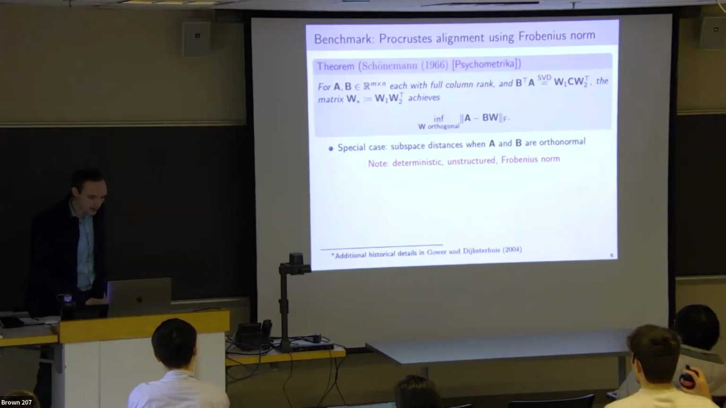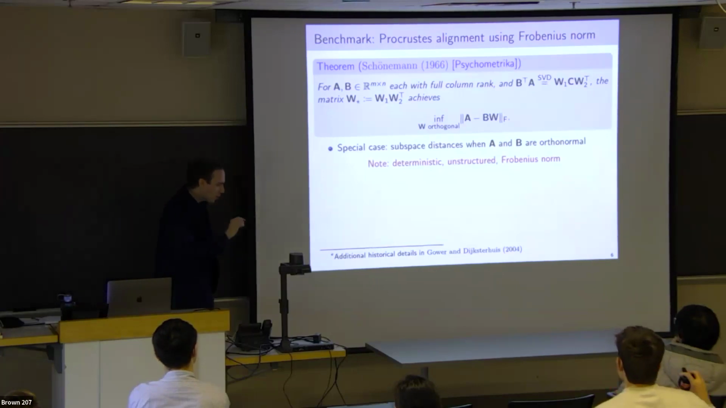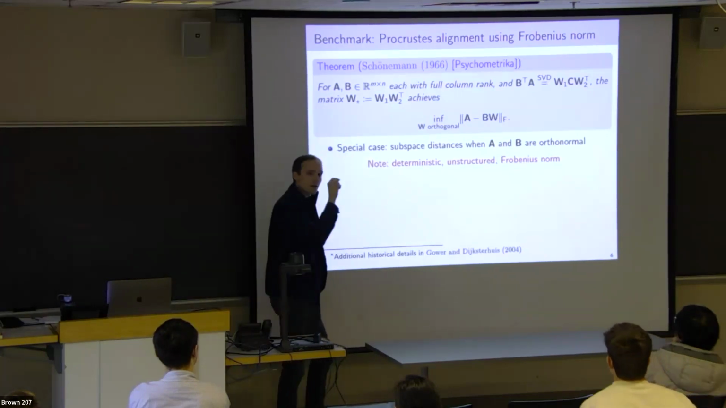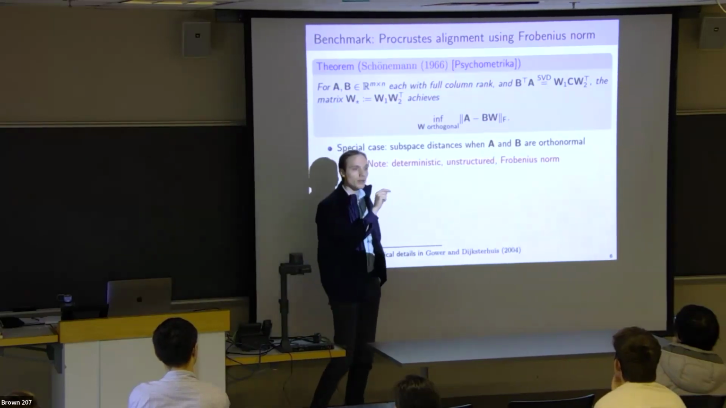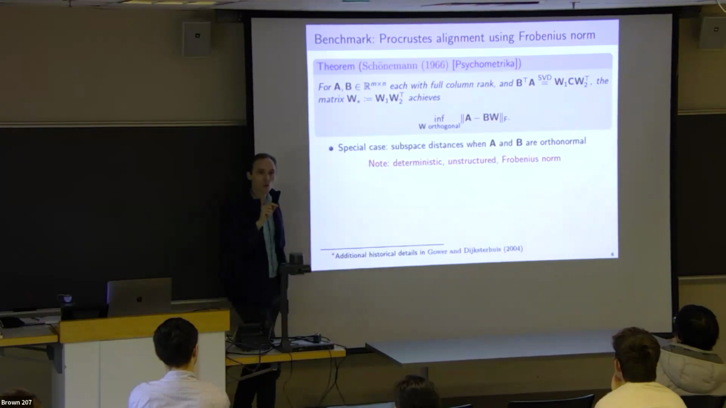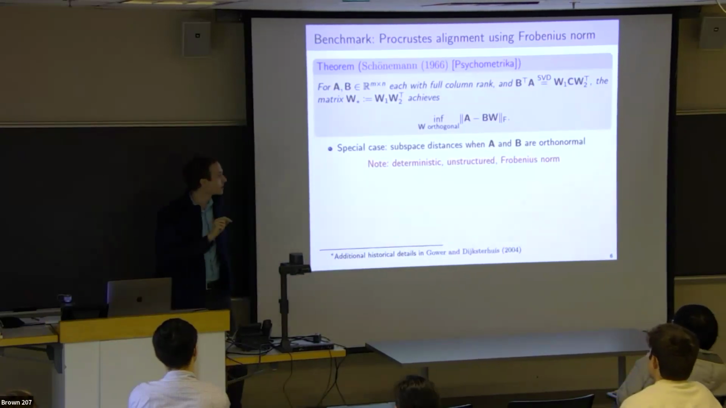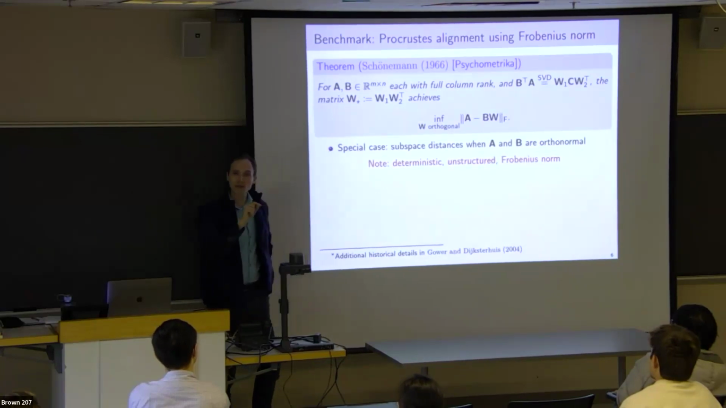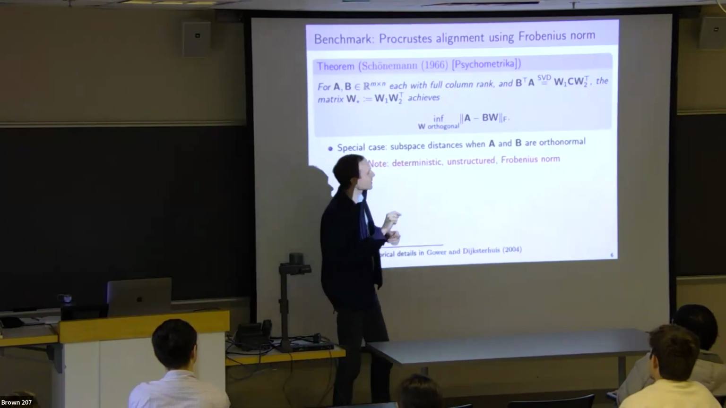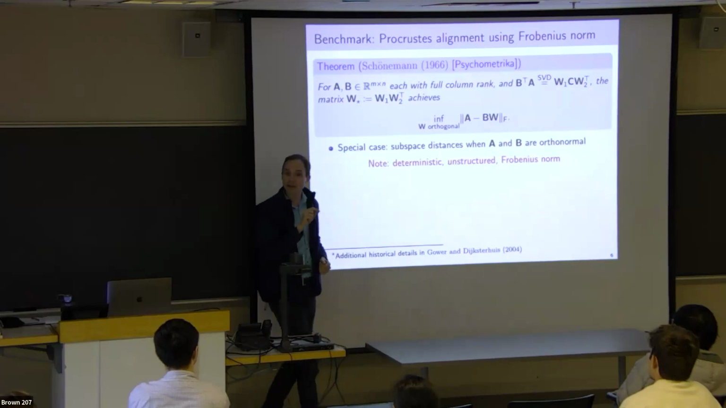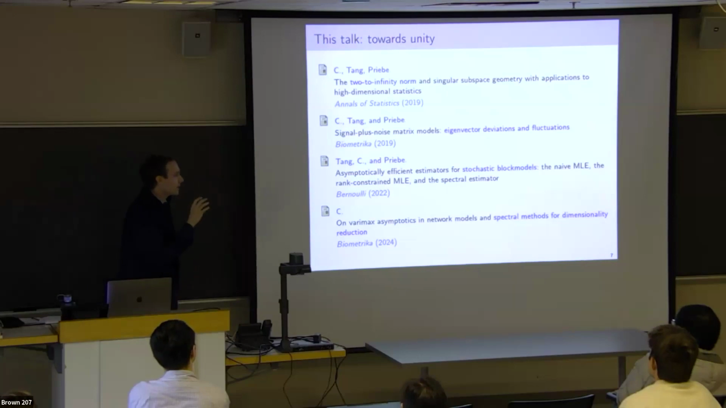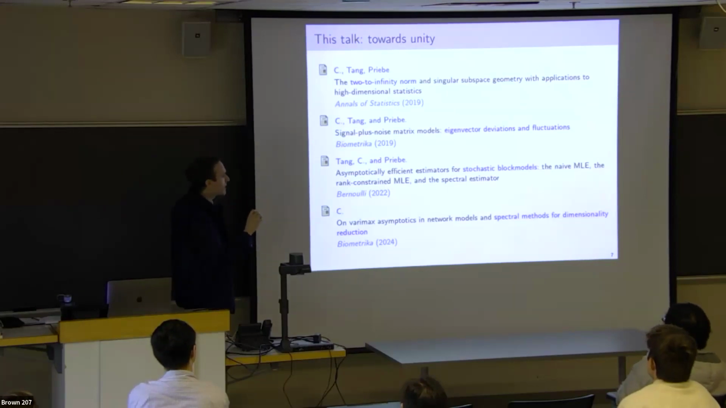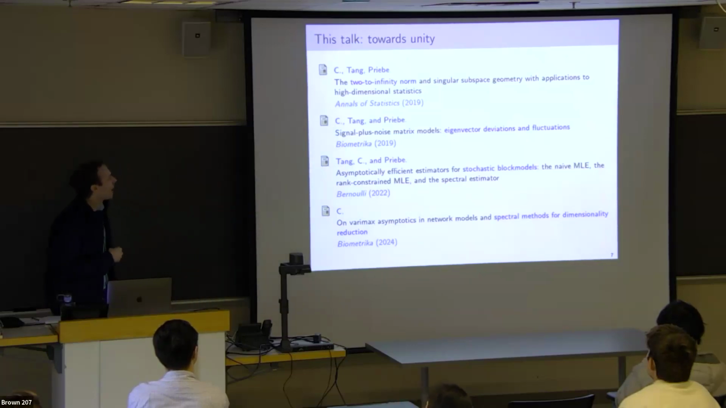Okay, and so in today's talk, I want to go beyond deterministic to certain stochastic settings. I want to go beyond unstructured to structured problems that are well motivated by statistical models. And I want to go beyond the Frobenius norm because I want to understand this closeness at a more refined level of granularity. So this talk is really a collection of bits and pieces from a few different papers. So I've been thinking about this for quite a while.